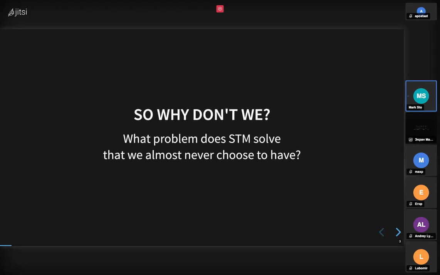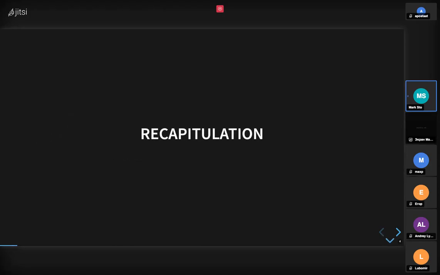So Clojure ships with STM as a first-class concurrency tool. Yet most real code bases lean on atoms, database transactions, queues, and whatnot. This talk treats that gap as a signal, not a shame. So the question to keep in mind is, what problem does STM solve that we almost never choose to have? To answer that, we need a shared baseline of what STM is.